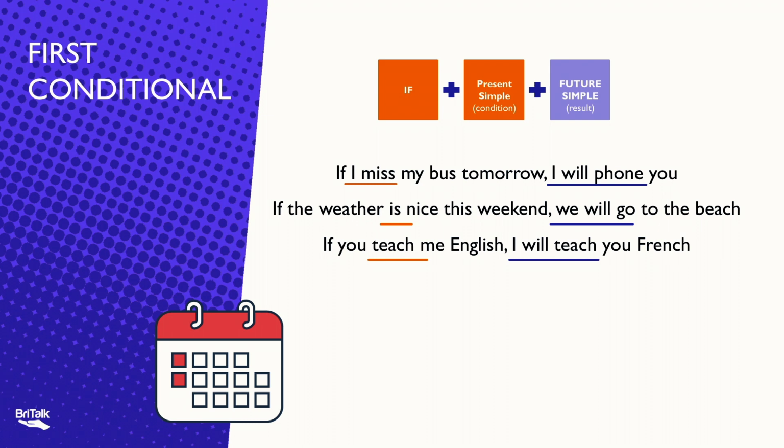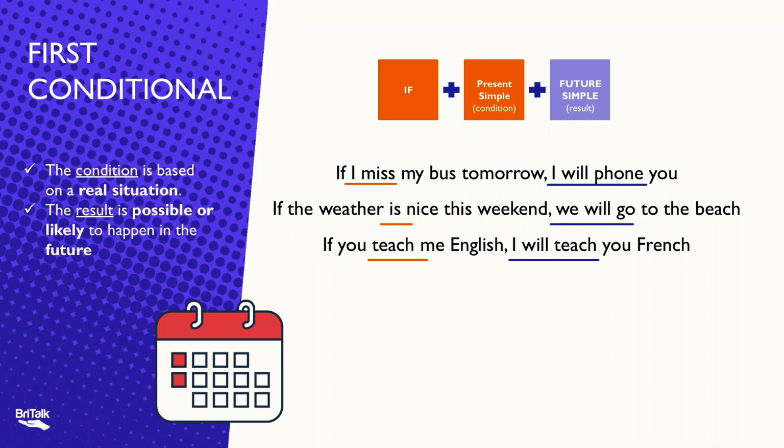But when do we use it? Ma quando si usa esattamente? The first conditional is used when the condition is based on a real-life situation and the result is possible or likely to happen in the future. Quindi si usa quando la condizione è basata su una situazione vera e il risultato è possibile ed è probabile che questo succederà nel futuro. Quindi con il first conditional non stiamo parlando delle routine o dei fatti generali.